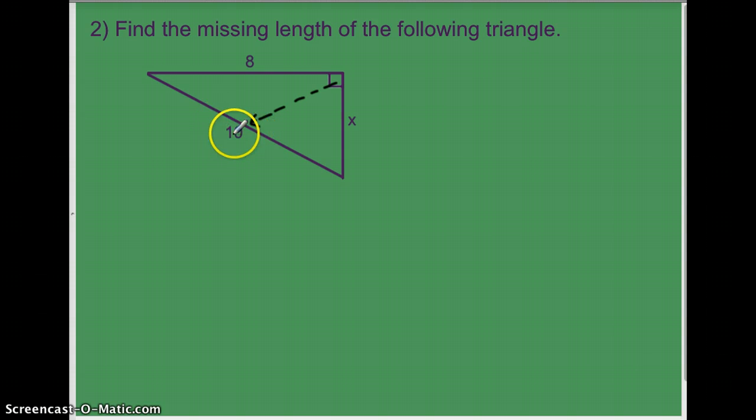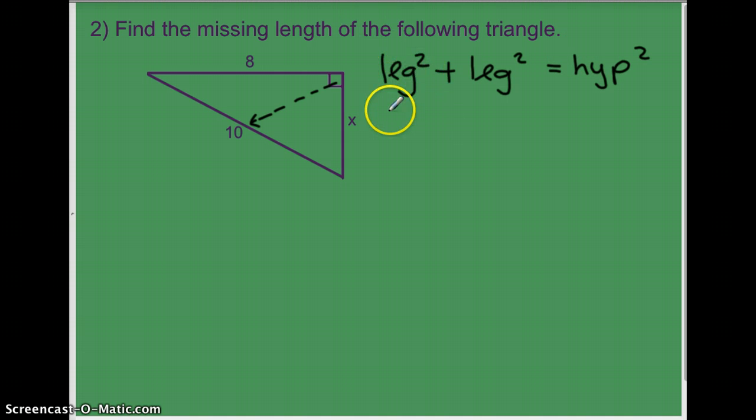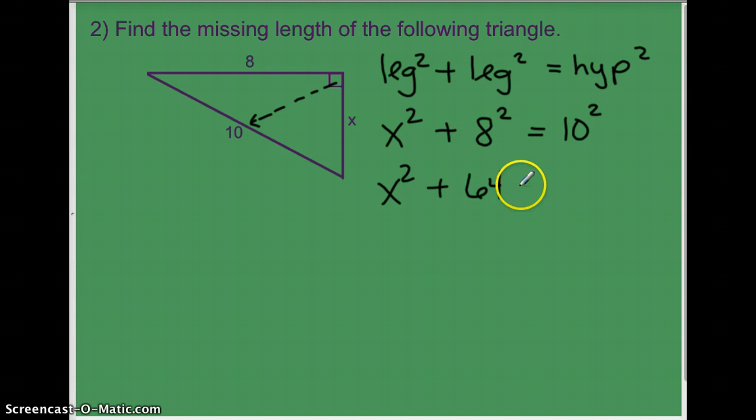So this time I know my hypotenuse, and I need to figure out one of the legs. So here's my formula. Leg squared plus leg squared equals the hypotenuse squared. So I know one of my legs is x, so x squared. The other leg is 8, and the hypotenuse was 10. So x squared plus 8 squared equals 10 squared. We have x squared plus 8 squared is 64. 10 squared is 100. And I'm going to solve this equation.